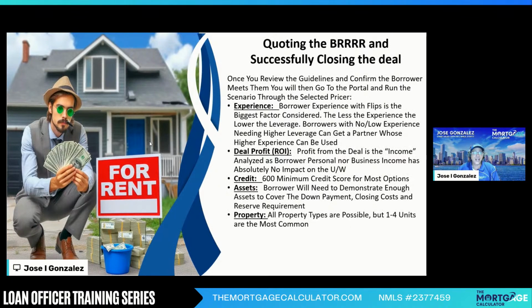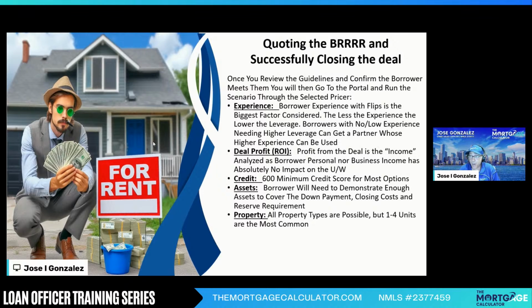So last but not least here, some final tips on quoting the BRRRR transaction and successfully closing the deal. You heard me mention this when we were talking about pre-approving the borrower, right? So now at this stage of the game, you've already reviewed the guidelines for that lender where you're submitting the BRRRR transaction and confirmed the borrower meets them. So you can then go to the portal, run the scenario through the selected pricer, and get your term sheets, right?